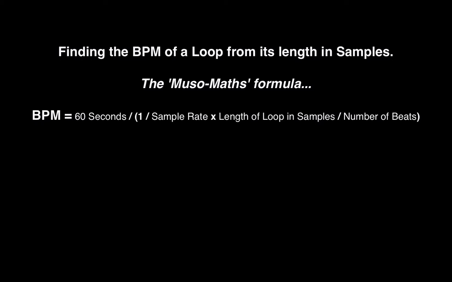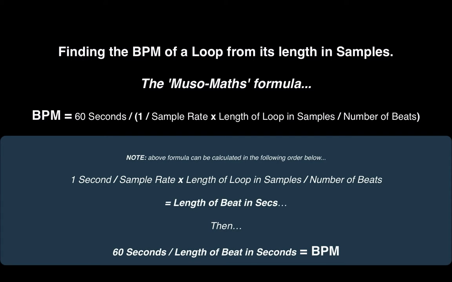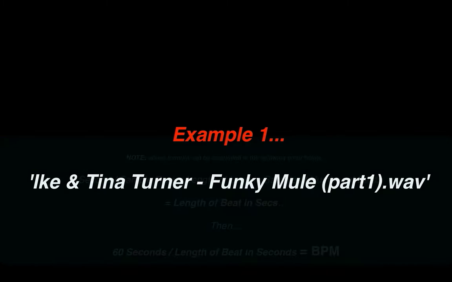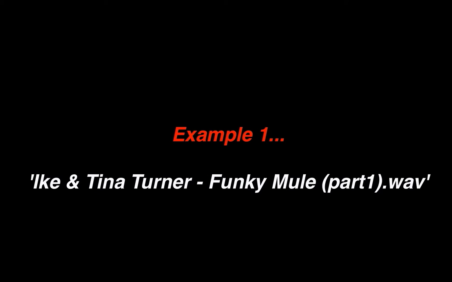We're going to be finding the BPM of a loop from its length in samples today. There's loads of ways you can do this, but today we're going to use maths and we're going to use this particular formula. Stop and start to take in the information, pause, rewind, etc. But this is a maths formula, and I hated maths when I was in school, but now I realise how much maths there is in music. I've got right into it.